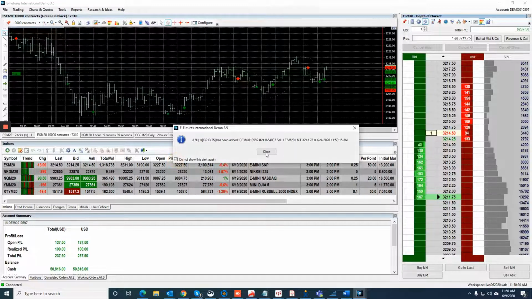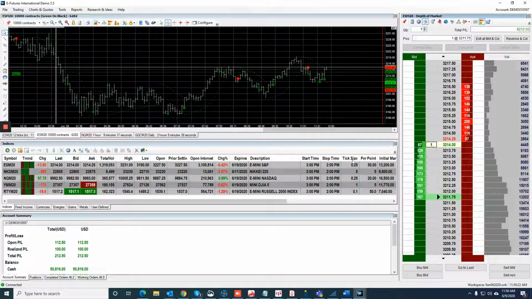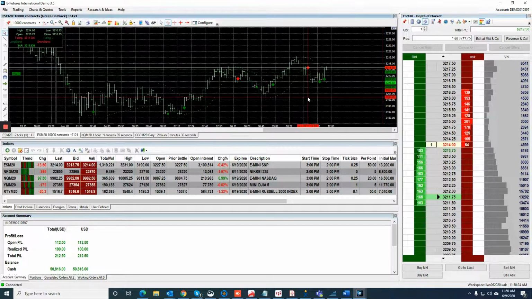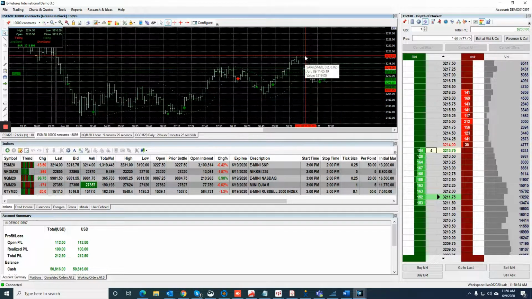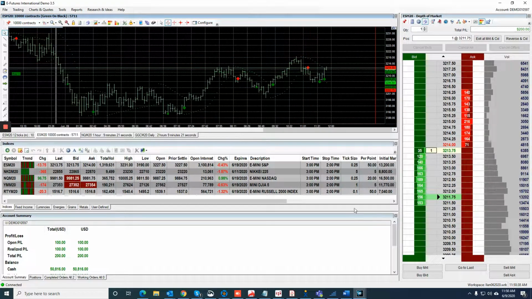Okay. So I'm long one. I took profit on one for about $100, I believe. Yes, 2 points. And now I'm going to look at the chart and I'm going to manage the chart and see how I like it. What do I think can happen? Can we break a new high? Can we go all the way up here? Where is this market going?